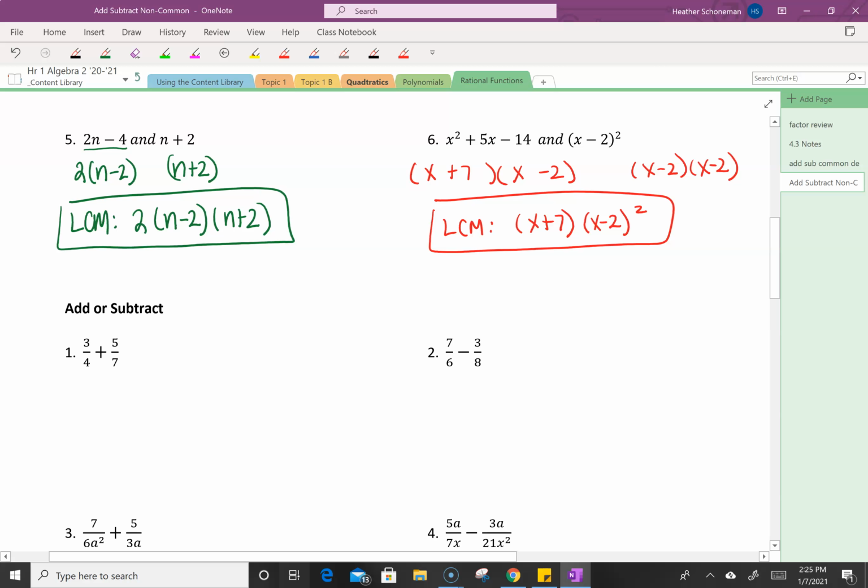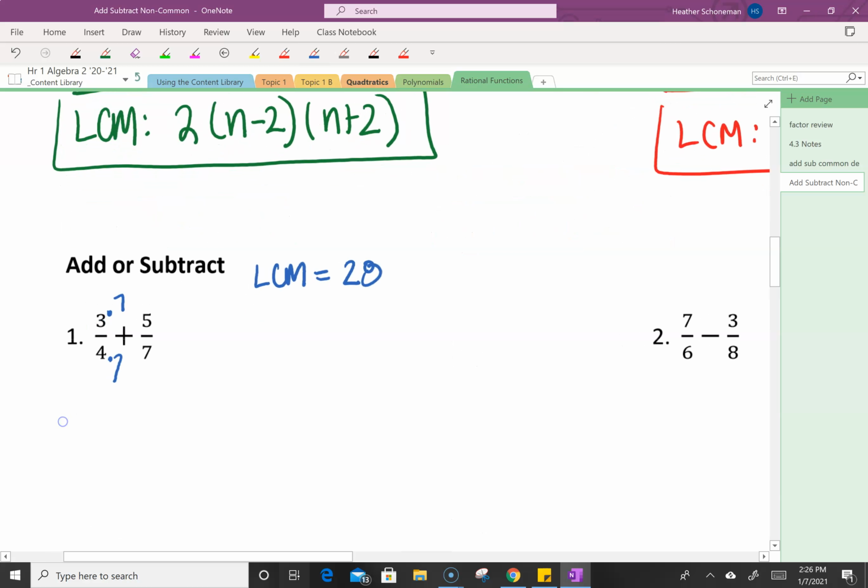Okay, let's practice adding and subtracting. Let's start with ones that you should know. On the first one, our least common multiple of 4 and 7 would be, well, 4 would be 4, 8, 12, 16, 20, 24, 28. 7 would be 7, 14, 21, 28. So 28 would be the least common multiple. On the first fraction, to make it a 28, 4 times what would be 28? Well, it would be 7. So I have to multiply this first one by 7. And on the second one, to make 7 a 28, I have to multiply it by 4. So I'm going to multiply the bottom by 4 and then the top by 4.